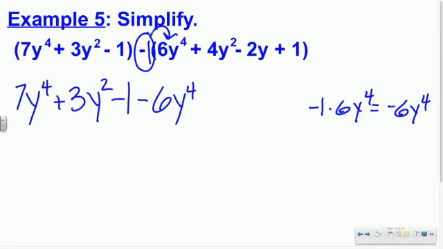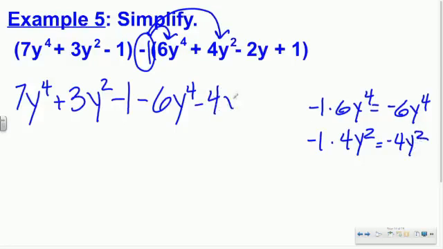And I have -1 times 4y squared. That's -4y squared. So minus 4y squared. And I can see things are about to run into each other here. So let's just bring that down a little bit.